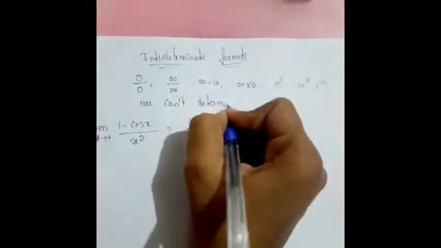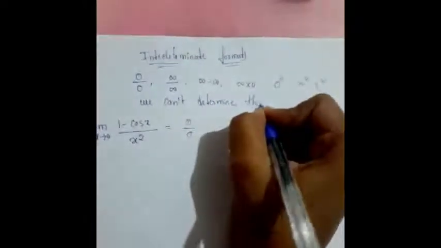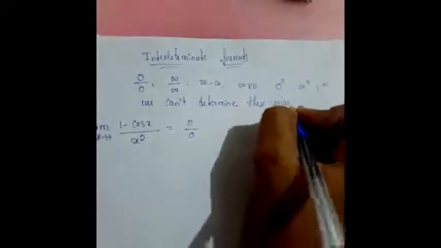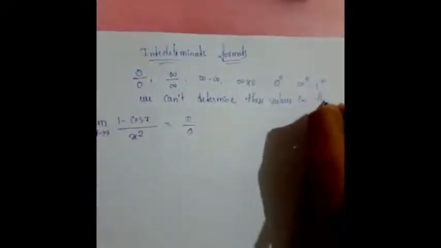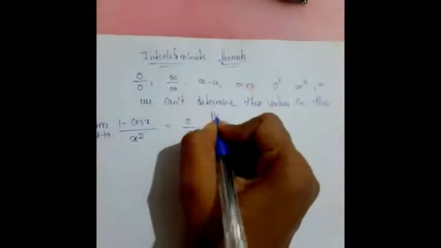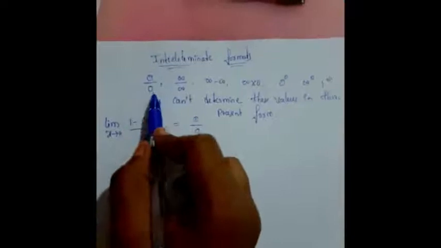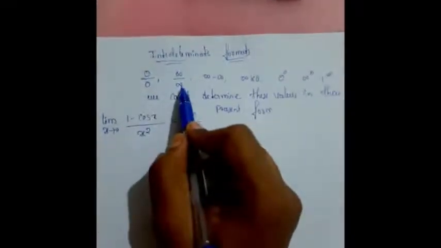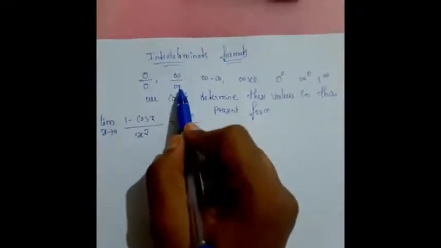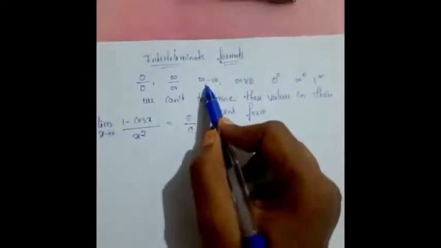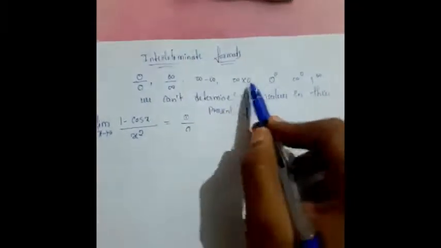Indeterminate means we can't determine these values in their present form. If you get the 0 by 0 form, this is indeterminate. If you get infinity by infinity, this is also indeterminate. If you get infinity minus infinity, this is also indeterminate. Infinity into 0 is also indeterminate.